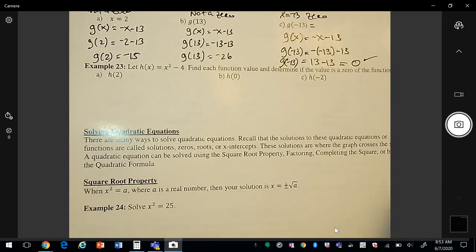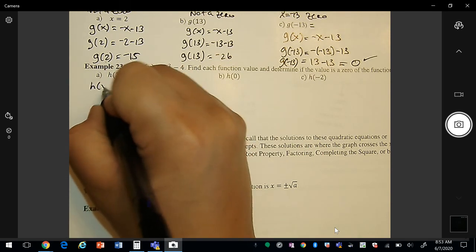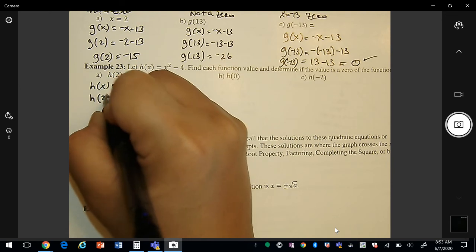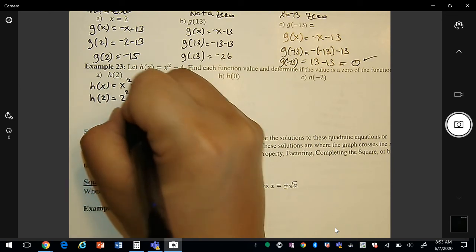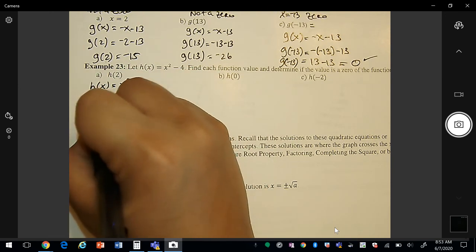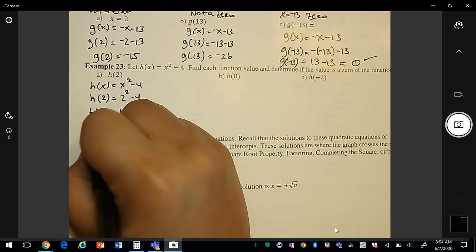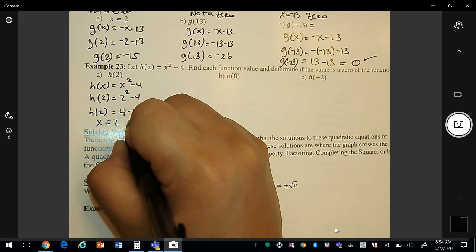Let's try example 23. So h of x is equal to x squared minus 4. If x is 2, we substitute it. So we get 4 minus 4, which is 0. So at x equals 2, we have a 0.